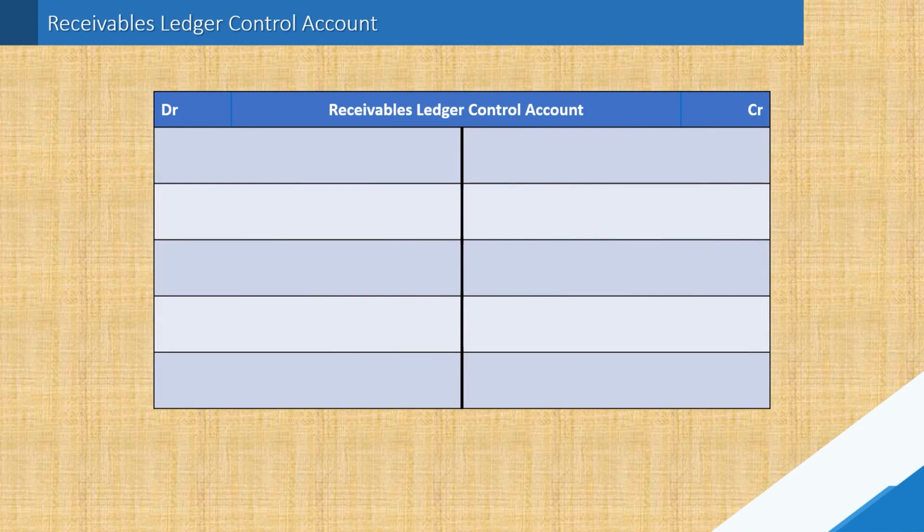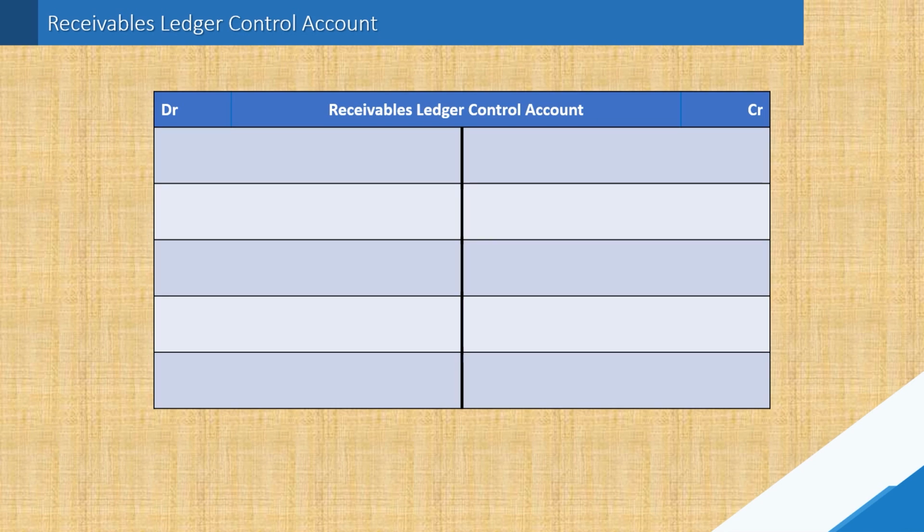The Receivables Ledger Control account is a summary in the general ledger of all the transactions entered in the separate customer accounts. It shows how much is owed to a business by all of its customers.